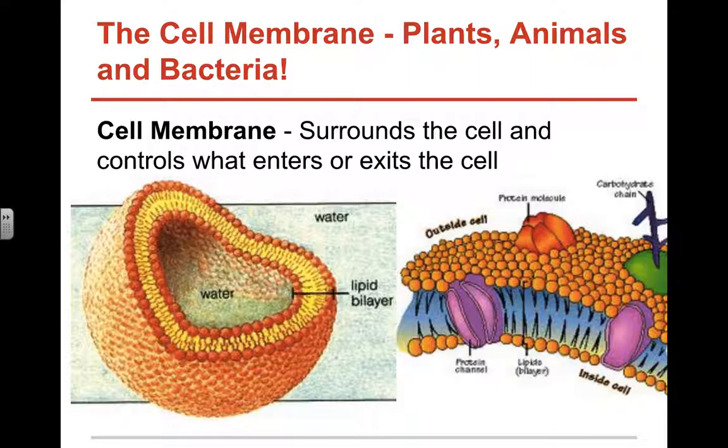I like to think of the cell membrane as the bouncer to the club, right? If the cell was a very popular club, the cell membrane acts as the bouncer. Who may enter and who is not entering and who's exiting, right? Is somebody being crazy inside and they need to exit? Is somebody waiting to get in and they need to be let in, right? So the cell membrane controls that traffic. We're going to have a whole lesson just on the cell membrane.